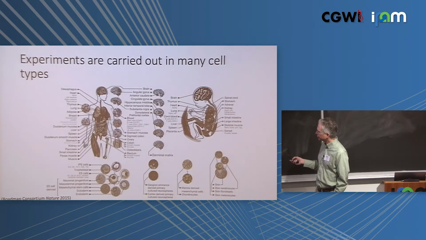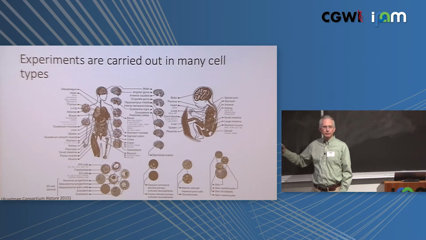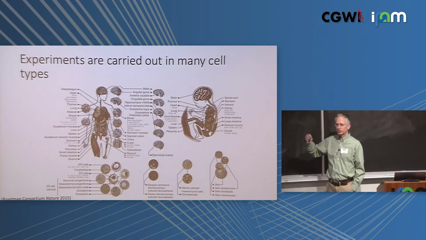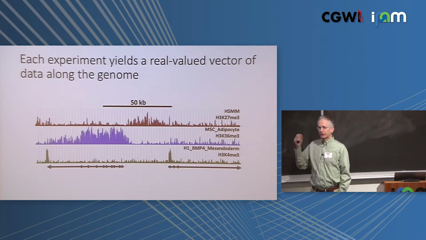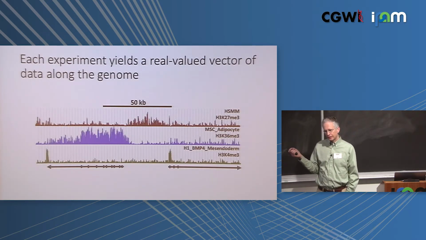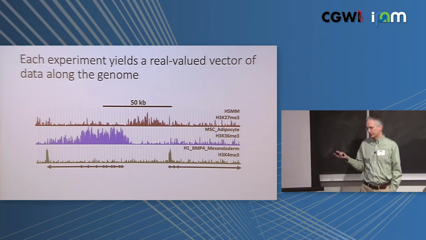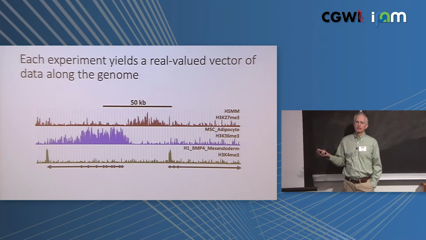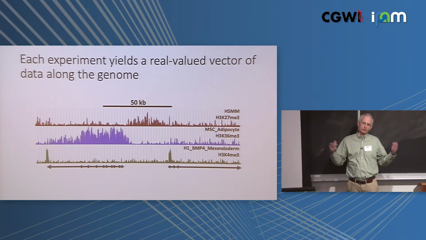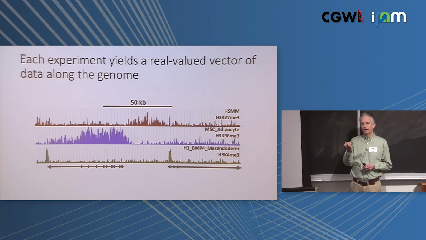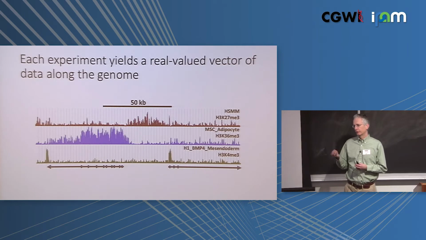This is a figure from the Roadmap Epigenomics Consortium showing schematically the different types of tissues from which data was derived. But conceptually, when we think about this data, because it's all high-throughput sequencing data, you can think of it essentially as each experiment yielding a vector, where the length of the vector is the length of the human genome, and the values in the vector represent the experimental signal at that position.